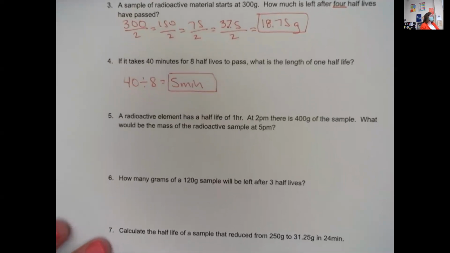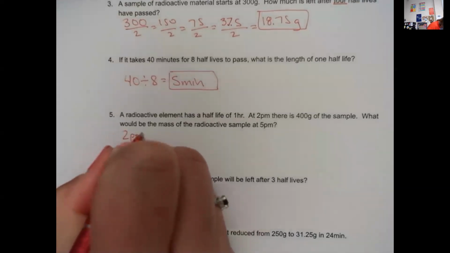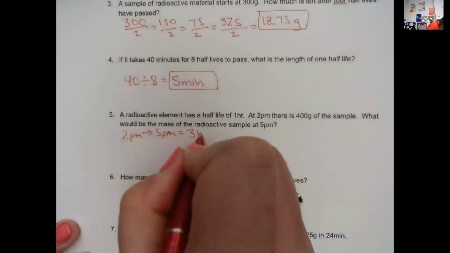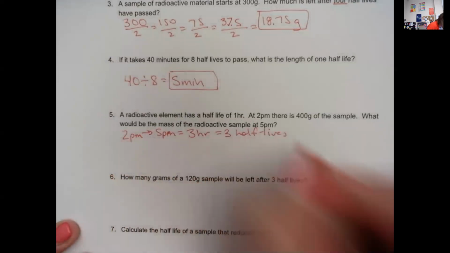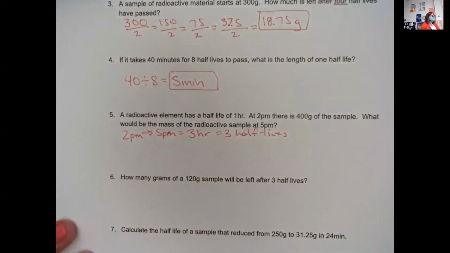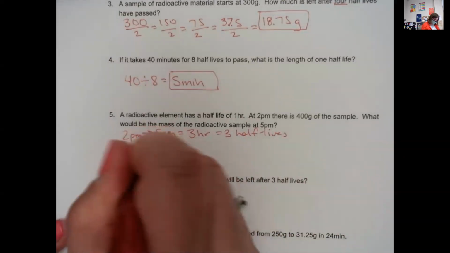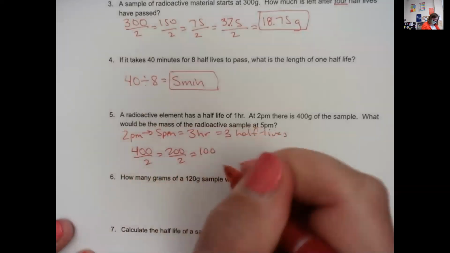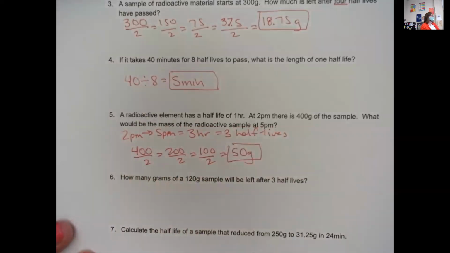All right, for number 5, it went from 2 p.m. to 5 p.m., which is how many hours? Which is 3 half-lives, right? Because it says that a half-life is 1 hour. So first we determine that 3 half-lives have happened, and then we divide by 2 3 times. And we get 50 grams.